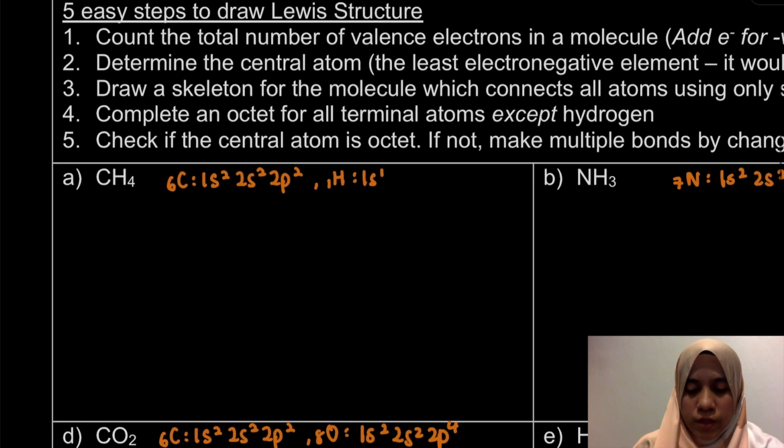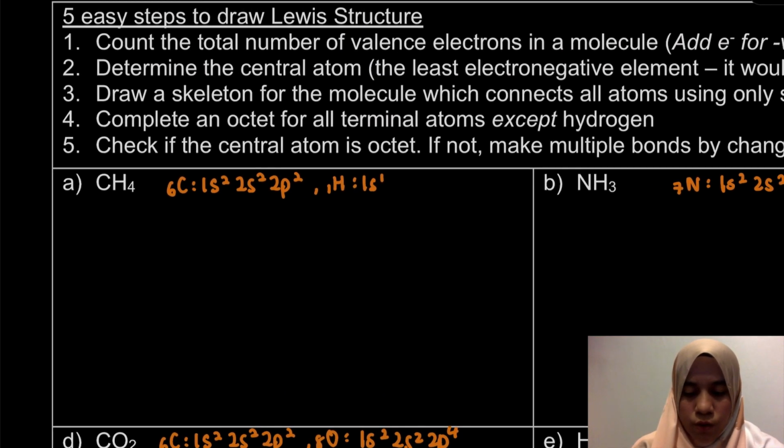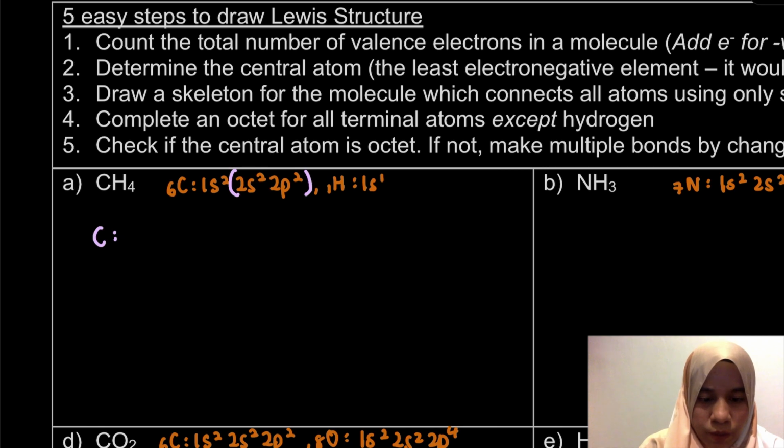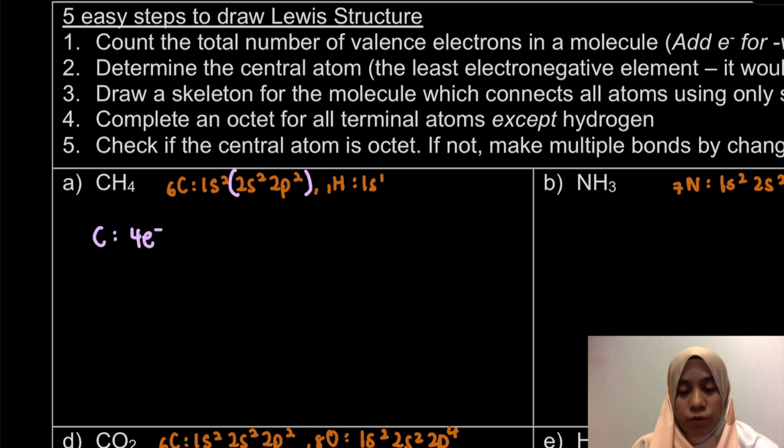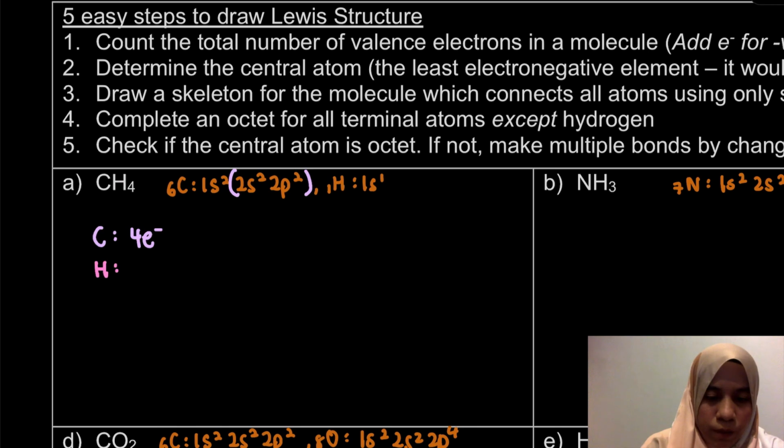For the first case, we have CH4, with carbon and hydrogen. I'm going to use this color so you can see it clearly. Here is our valence electron. For carbon, the valence electron is 4. Then we have hydrogen, which has only one valence electron. But we have 4 hydrogens, so we have to multiply by 4. So the total for the hydrogen is 4 electrons.